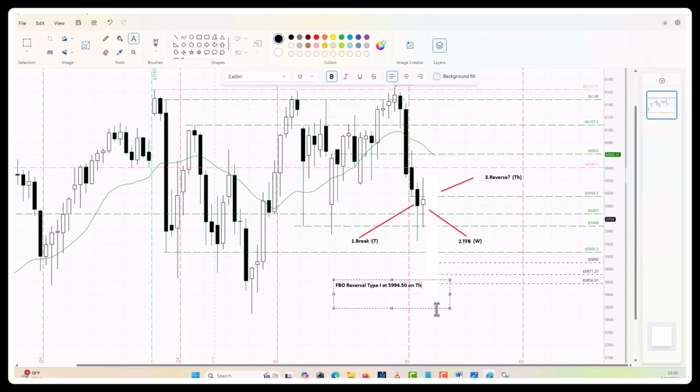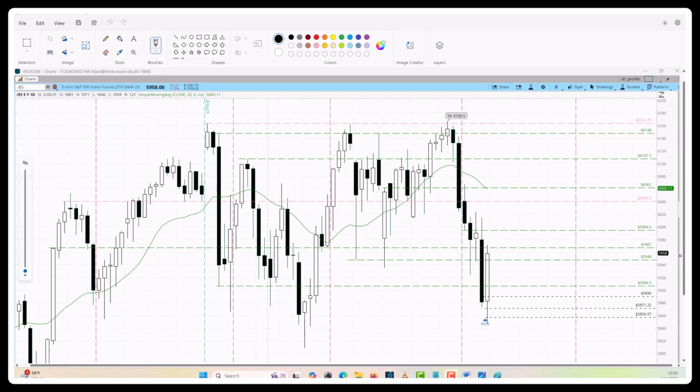And on Thursday, that's our anticipation right there. That's the potential. All right, let's save it for now, and then we can compare what really happened. Okay, let's go with this.